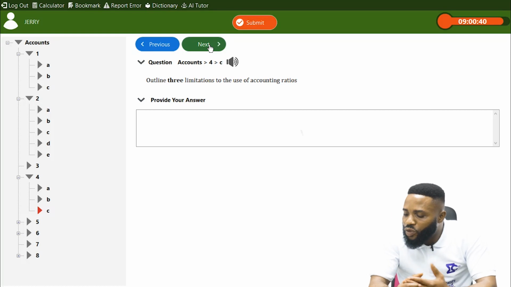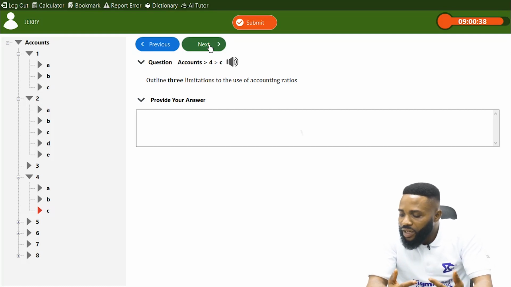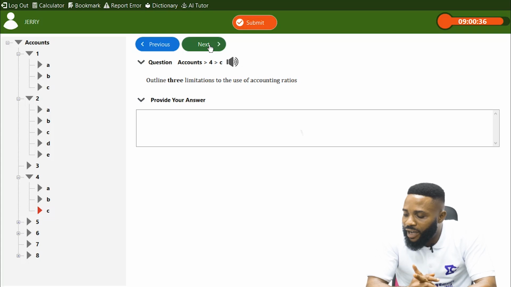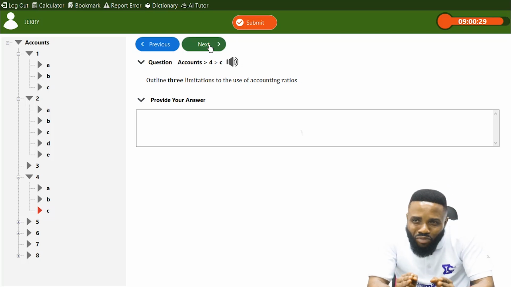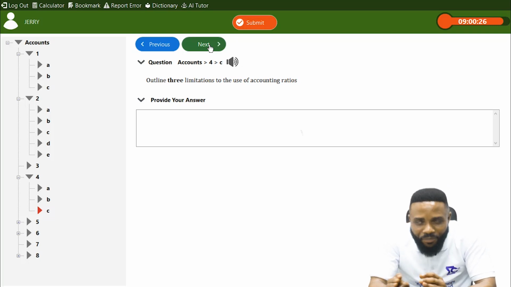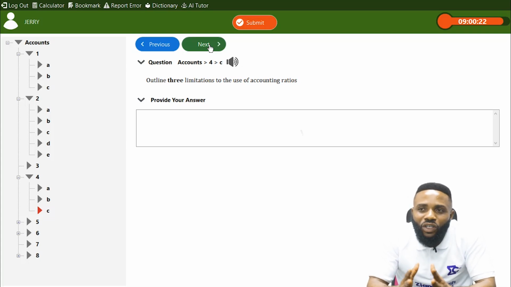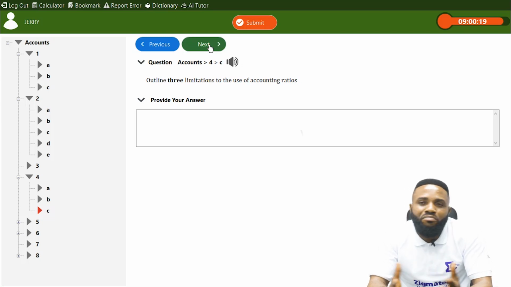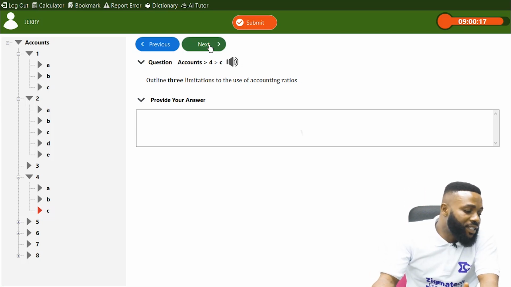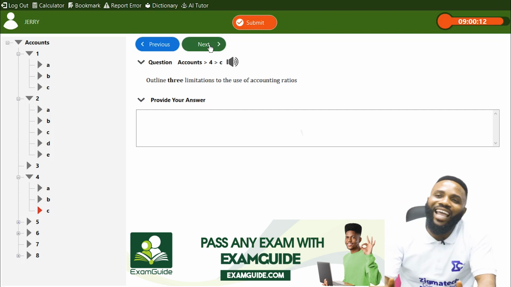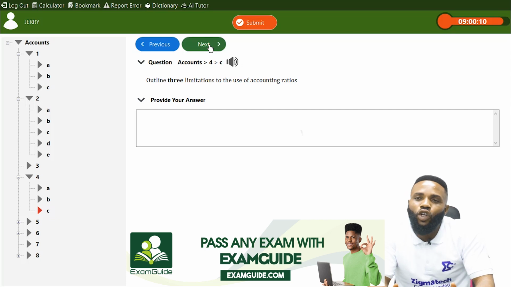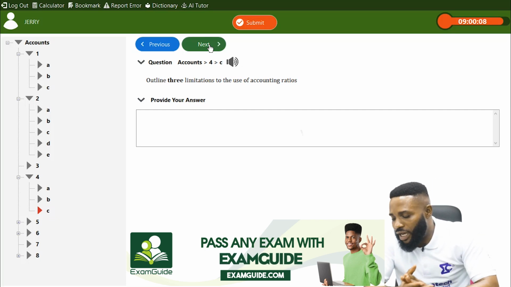And then the fourth one is that some firms window dress their financial statements, resulting in misleading information. What we mean by window dressing is that they manipulate the information, manipulate the figures. And when these figures are manipulated, the information that will be generated will be misleading. The persons that are interested in this information may not have the exact information they need to be able to carry out what they intend to carry out.